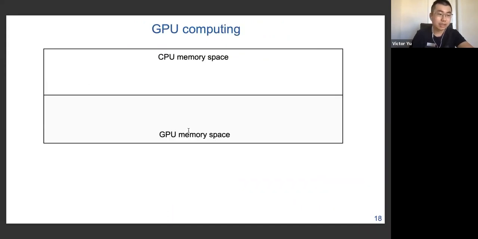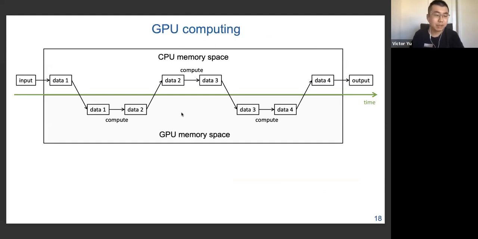So first, let me briefly introduce how a GPU works from a programming point of view. First of all, we need to keep in mind that CPU and GPU have separate memory spaces. So in order for a GPU to access data on the CPU, the data must be transferred from CPU to the GPU. So a typical GPU accelerated program may look like this.